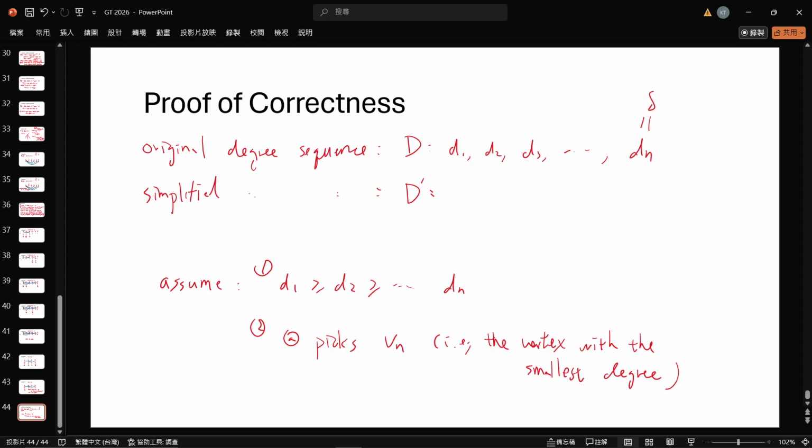So what is the simplified degree sequence? It will be D1 minus 1, D2 minus 1, D3 minus 1, up to D delta minus 1, okay? And the rest will stay unchanged. And the last degree will be 0 because Dn will be 0 after the update. Okay, let me give you an example.